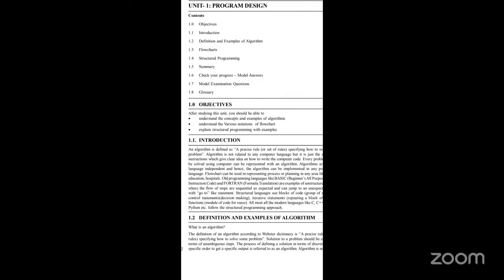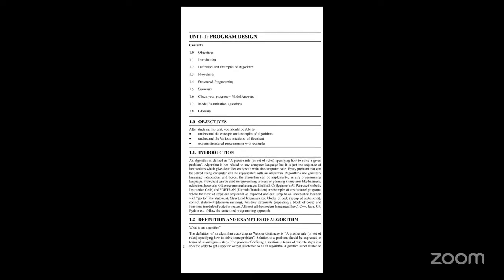Algorithms are generally language independent, and hence an algorithm can be implemented in any programming language. Here, a flowchart can be used to represent it. It is a process of planning in any area like business, education, and hospitals. Old programming languages are basic languages for beginners, such as the symbolic instruction code, and Fortran, which is a translation.